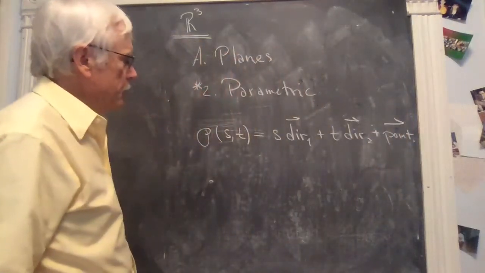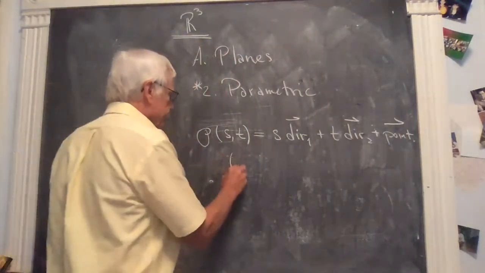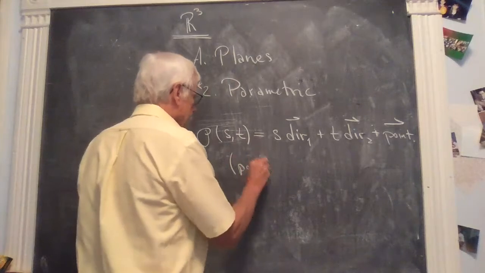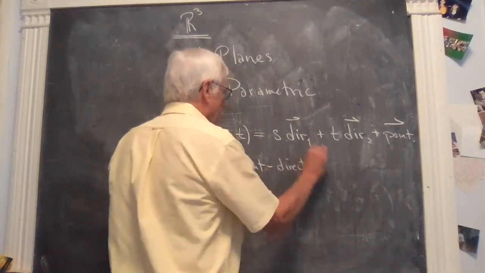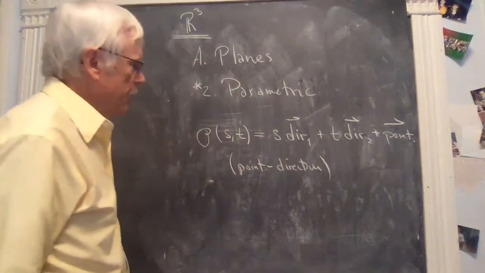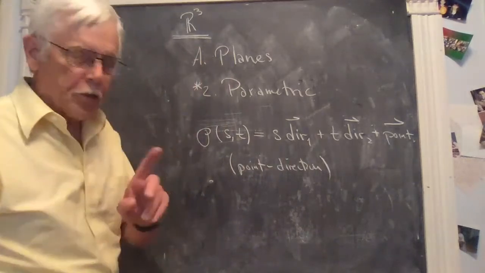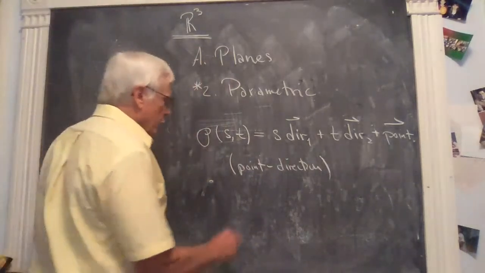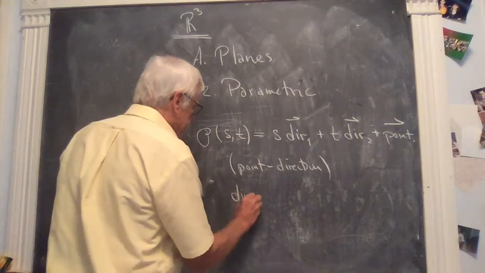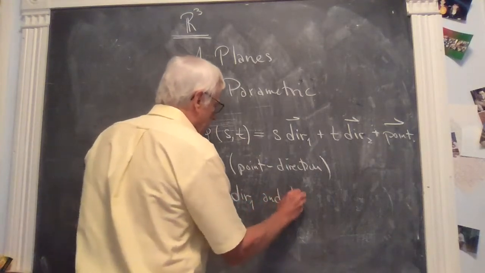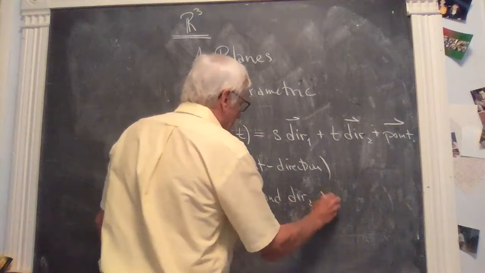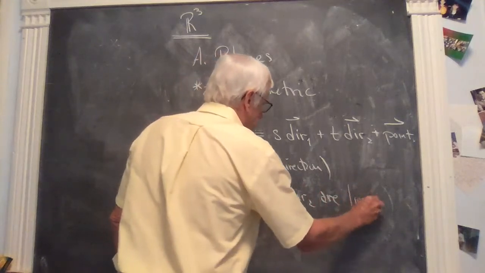So here is the point direction form of a plane in 3-dimensional space. We need one more thing: we need dir1 and dir2 to be linearly independent.